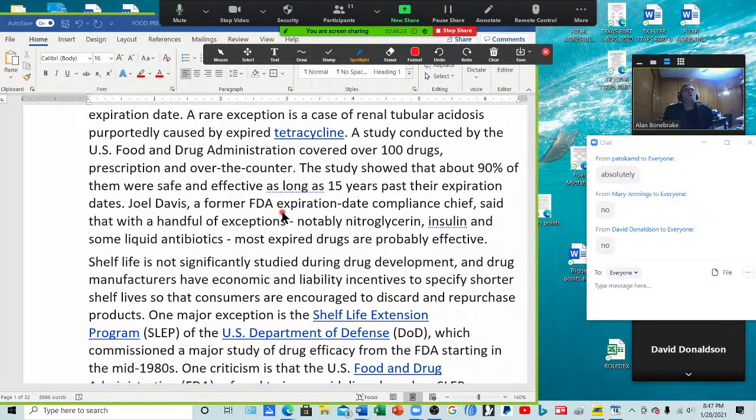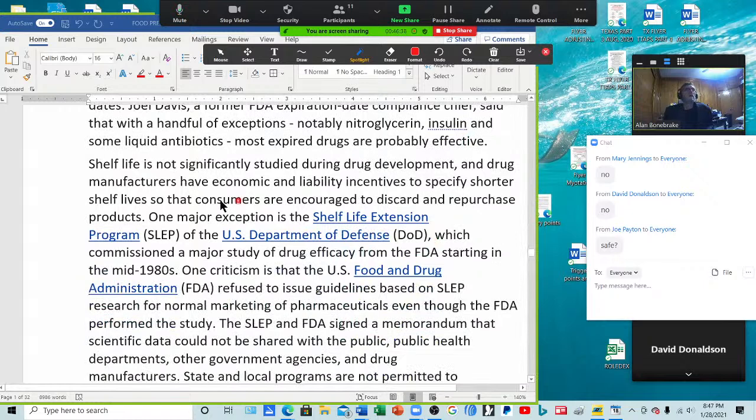Joel Davis, former FDA expiration date compliance chief, said that with a handful of exceptions, notably nitroglycerin, insulin, and some liquid antibiotics, most expired drugs are probably effective. Shelf life is not significantly studied during drug development, and drug manufacturers have economic and liability incentives to specify shorter shelf lives so that consumers are encouraged to discard or repurchase products.